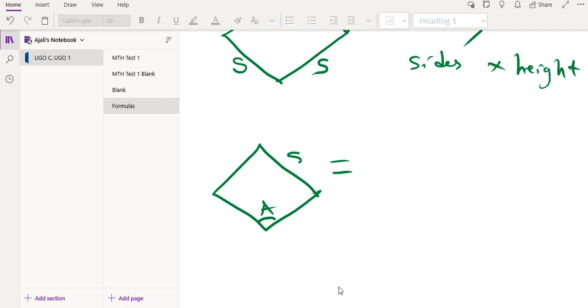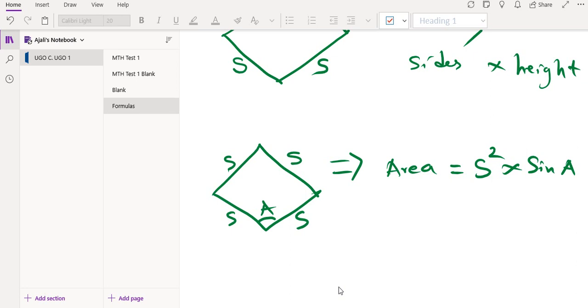Okay, if this side is the same as this side, the same as this side, the same as this side, the area is still equal to the square of the side times the sine of the angle. Do you see that? Yes, sir. The square of the side times the sine of the angle. Those are the three possible formulas for calculating the area of the rhombus.